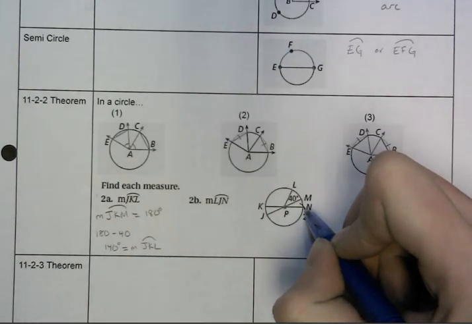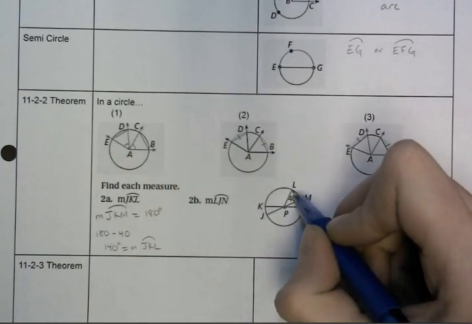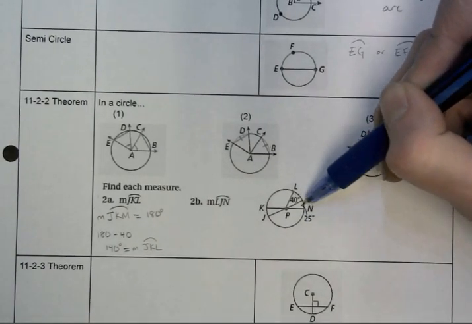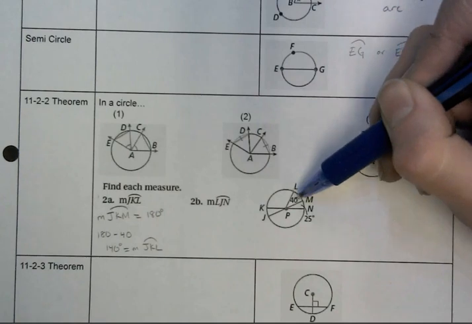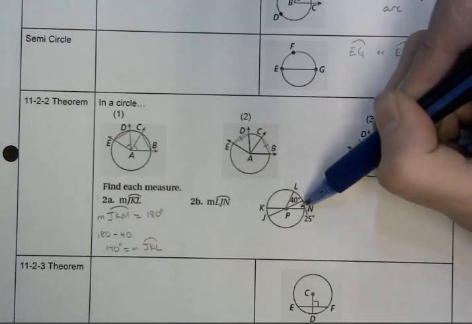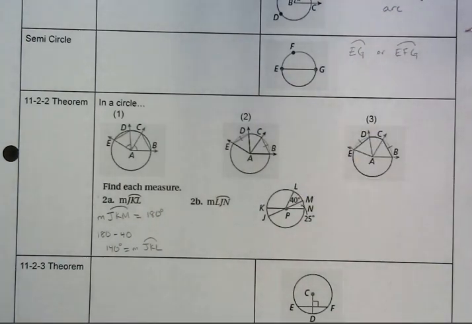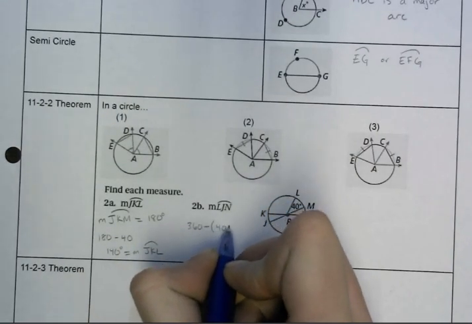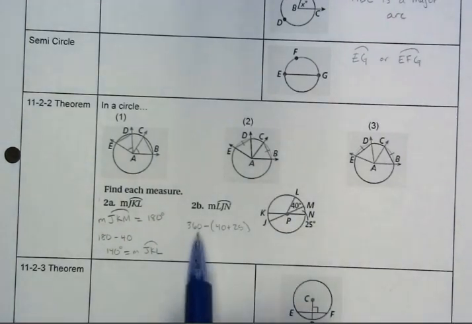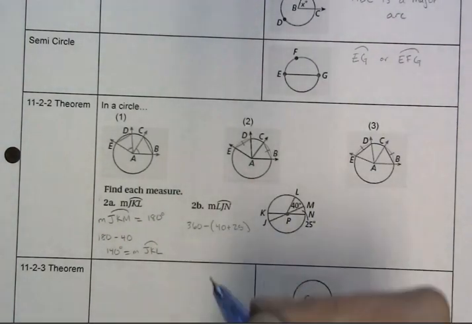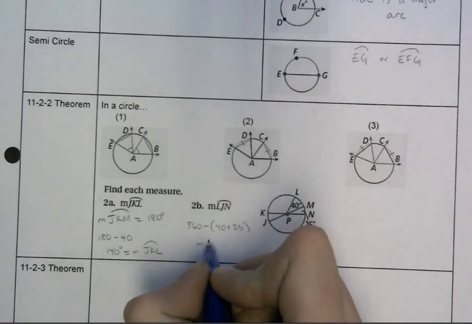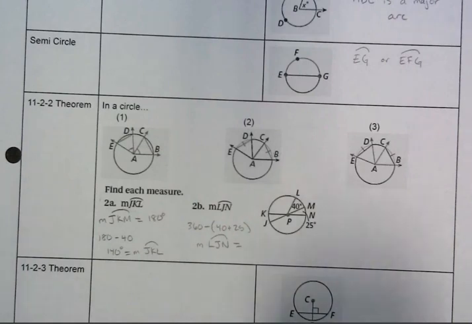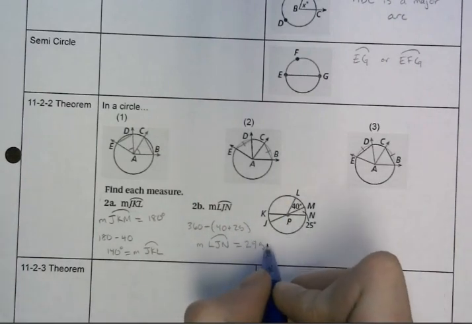Okay, so with this one, we know that a whole circle is 360. That is pretty close to a whole circle. It's just not including these two pieces. So if I do 360 and subtract off this 40 and this 25-degree angle, that would give me what I'm looking for. So I'm going to do exactly that. 360 minus 40 and 25. So 360 minus 65 is going to give me the measure of arc LJN, and that's going to be 295 degrees.